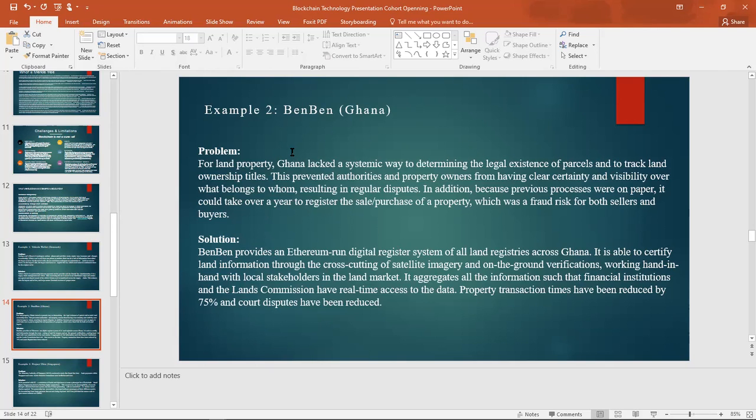So the solution they provided was that Ben provides an Ethereum land digital register system of all land registry across Ghana. It is able to certify land information through the cross-checking of satellite imagery and on-the-ground verification, working hand in hand with local stakeholders in the land market. It aggregates all the information such that financial institutions and the land commission have real-time access to the data. So property transaction times have been reduced by 70% and court disputes have been reduced.